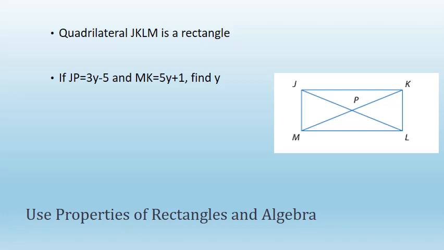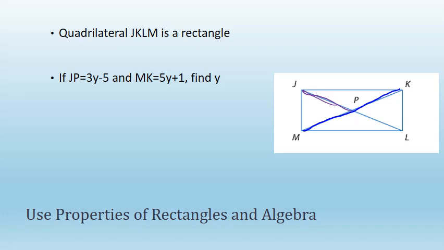Well, what do you say we use the properties of rectangles in algebra? Okay, so we're told here that quadrilateral JKLM is a rectangle. And then we're told, if JP, this segment here, is 3y minus 5, and MK, this segment here, that whole diagonal, is 5y plus 1, find y.